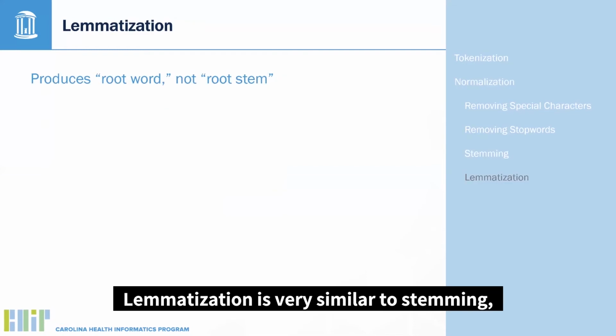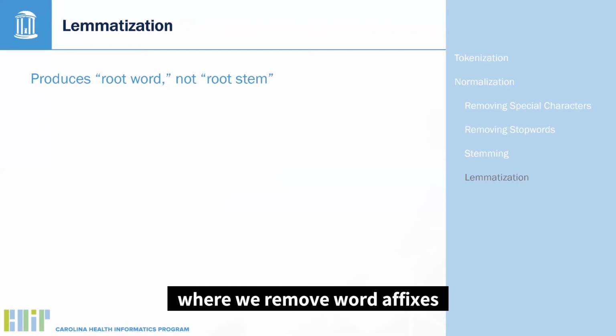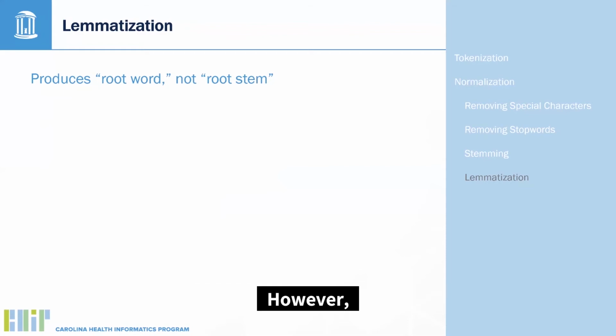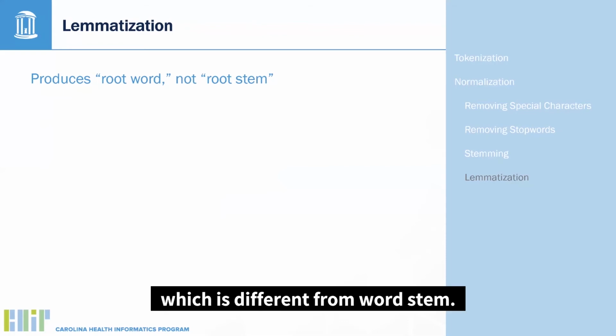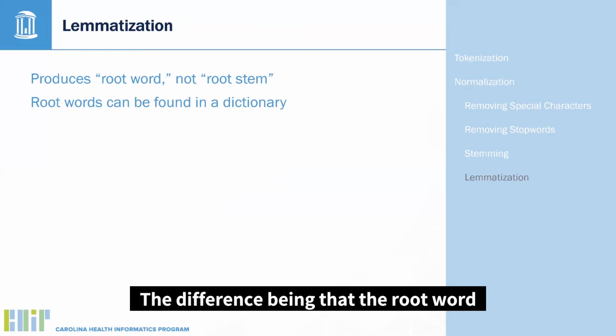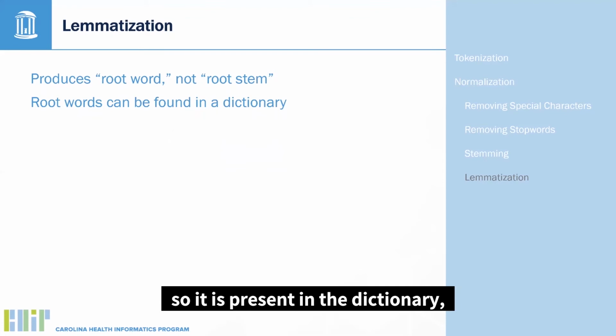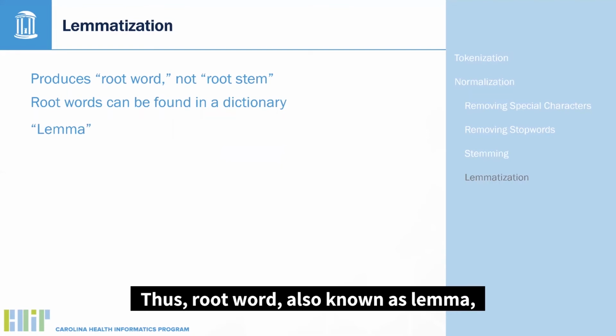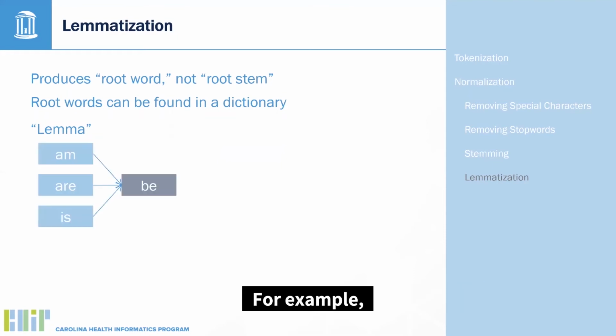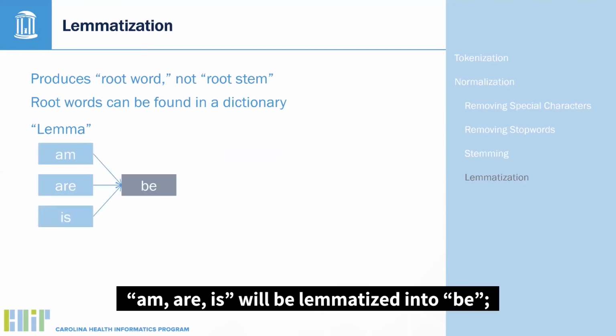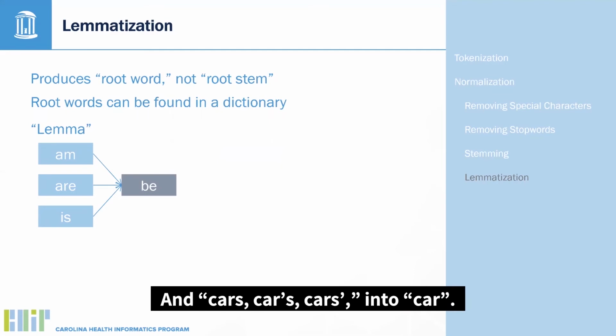Lemmatization is very similar to stemming, where we remove word affixes to get to the base form of a word. However, the base form in lemmatization is known as the root word, which is different from the root stem. The difference being that the root word is always a lexicographically correct word, so it is present in the dictionary, but the root stem may not be so. Thus, the root word, also known as the lemma, will always be present in the dictionary. For example, am, are, is will be lemmatized into be, and car, cars, car's into car.